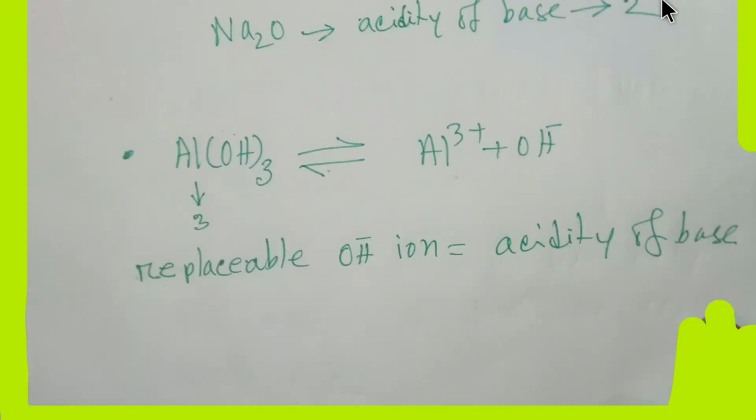Well, we have to remember that the number of replaceable hydroxide ions in a base is equal to the acidity of that base. So here aluminum hydroxide is a base. In its molecule we are getting 3 hydroxide ions. So the acidity of aluminum hydroxide is 3.